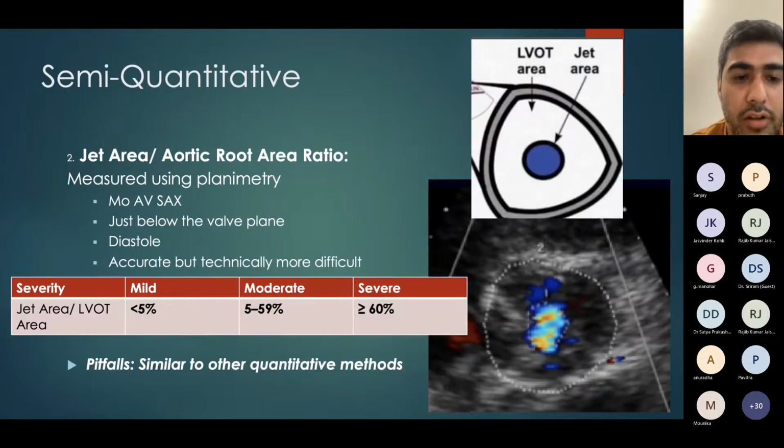The other thing that can be measured using semi-quantitative assessment is the jet area upon the aortic root area. Again, it has similar pitfalls. The only difference is that we are measuring the area of the jet in the cross-sectional view versus the LVOT area, and more than 60% is reflective, but then it's accurate but technically difficult and has similar lacunae as the other method.